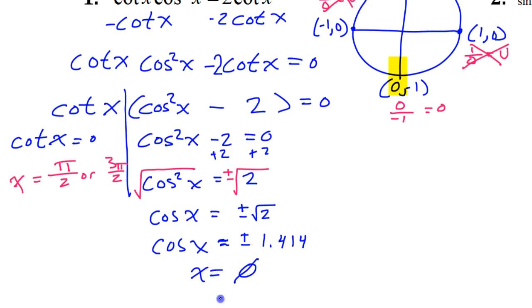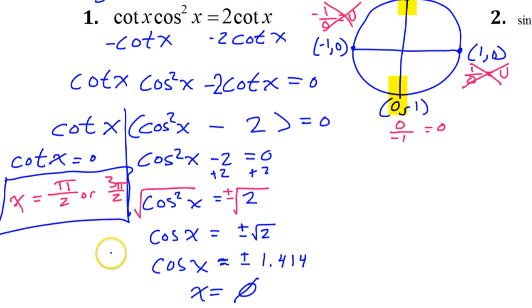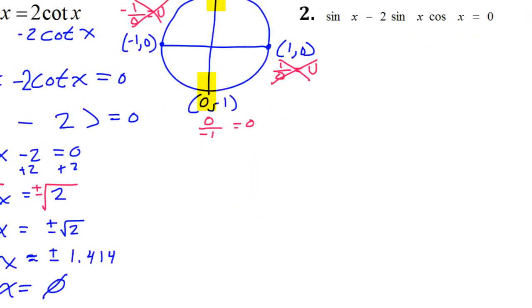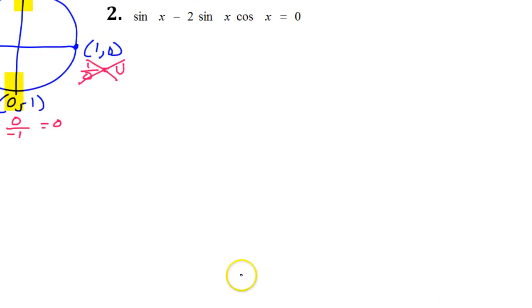Okay, the empty set. So we only have two solutions, and they both come from the cotangent side of the equation. So these are the two solutions for problem number 1. Okay, let's take a look at problem number 2.